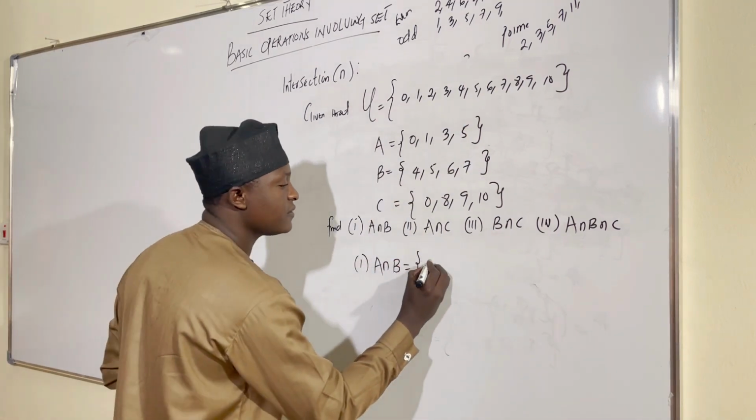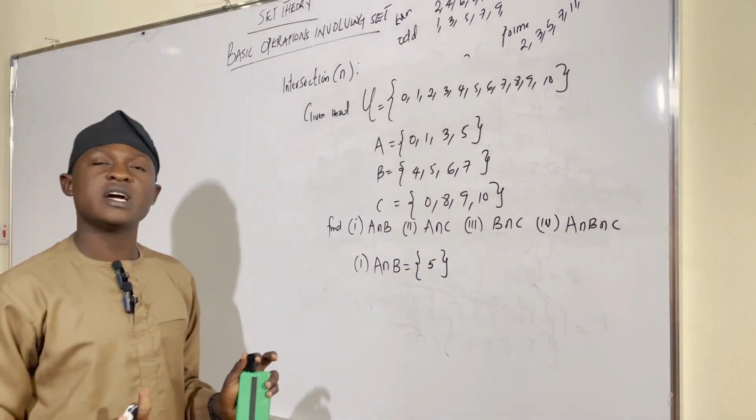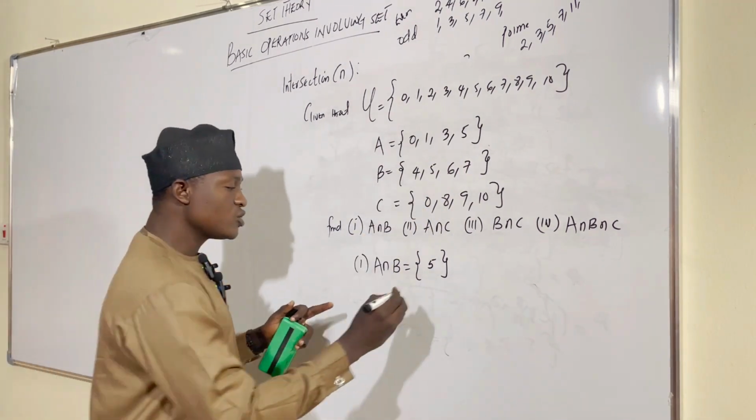You can pick out the 5. So you can clearly see, apart from 5, there is no other element again. That means the only thing that they have in common is 5. So let's check the second one.